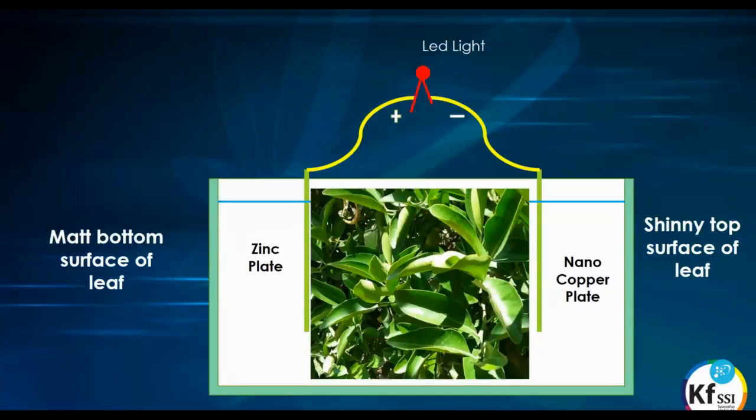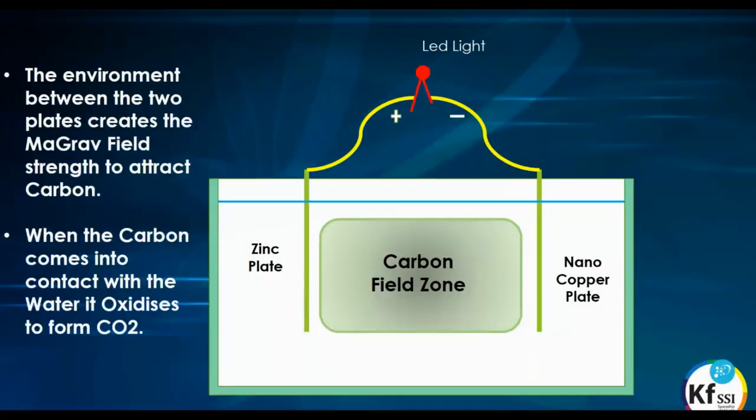So essentially we have the setup the same as the leaf. We have the zinc plate and your nano copper plate, and you have your LED to control and slow the flow between the two. So what you've created is an environment between the two plates, which creates the magnetic gravitational field strength to attract the carbon into that area. And when the carbon comes into contact with the water, it oxidizes to form our CO2.